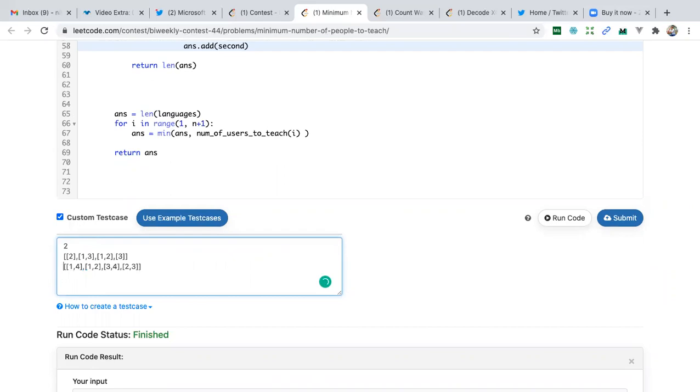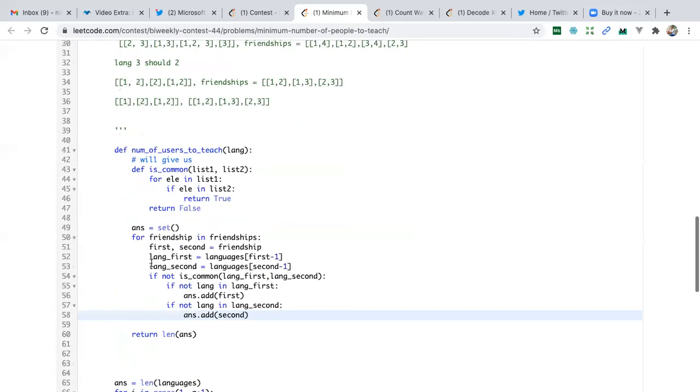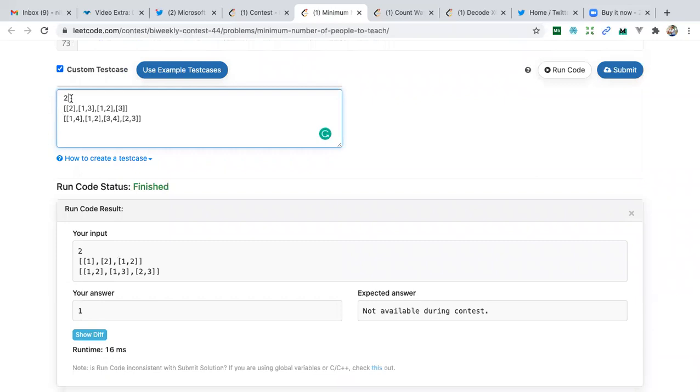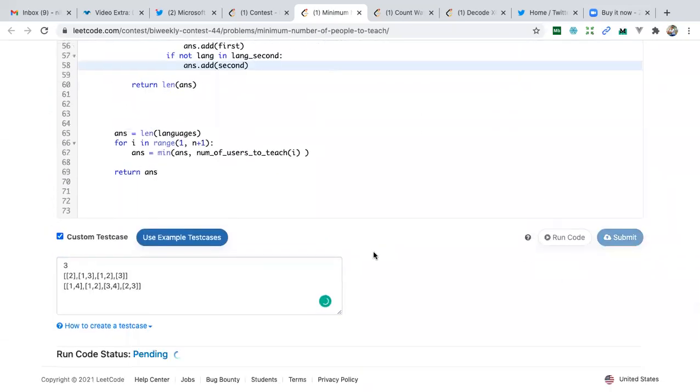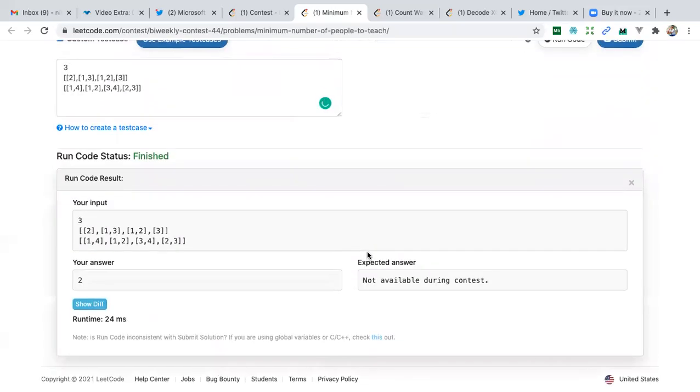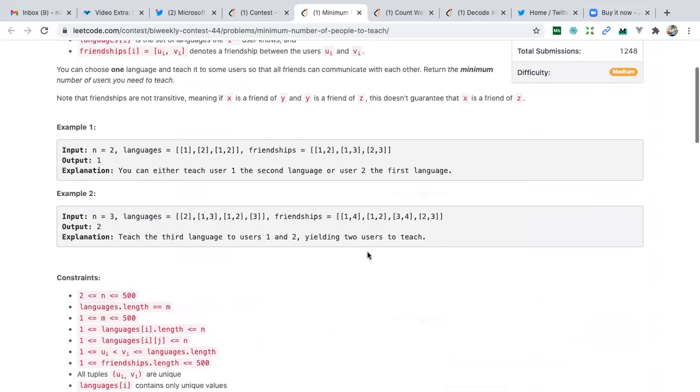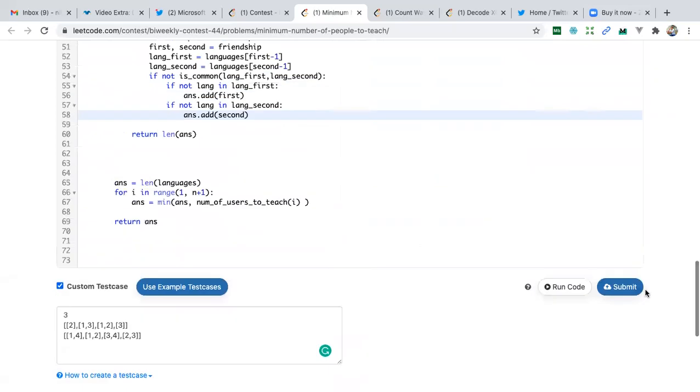What is n? N is 3. Okay, let's see. We have 2, right? Yes. Okay. Let's submit it. Let's try this.